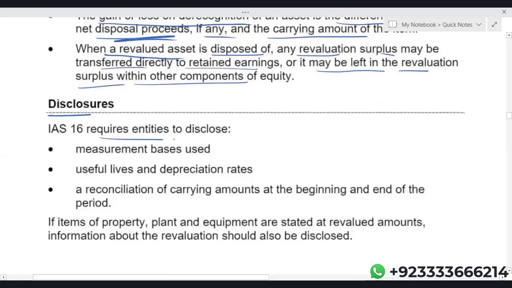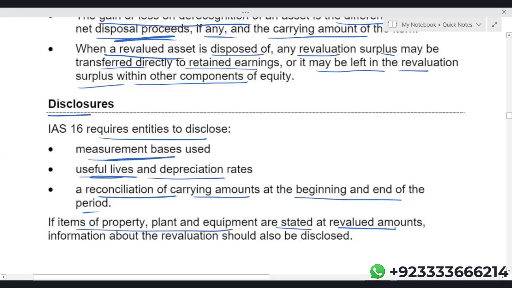Disclosures. IAS 16 requires entities to disclose the measurement basis, that is cost or revaluation, which one you are using, useful lives, depreciation rate, at what rate you are depreciating the asset, and reconciliation of carrying amounts at the beginning and end of the period. If items of property, plant, and equipment are stated at revalued amounts, information about the revaluation should be disclosed.